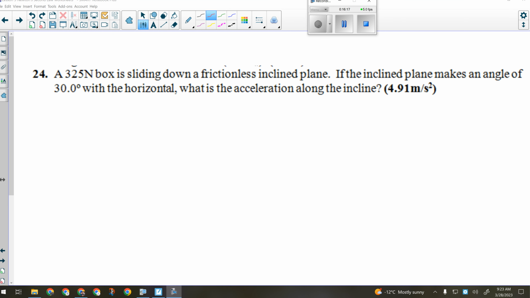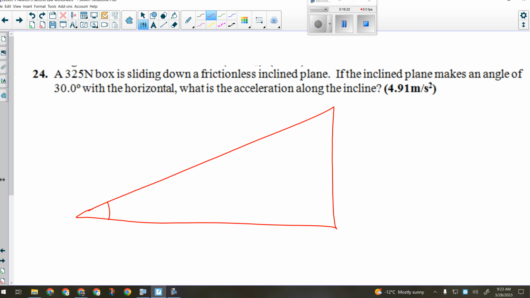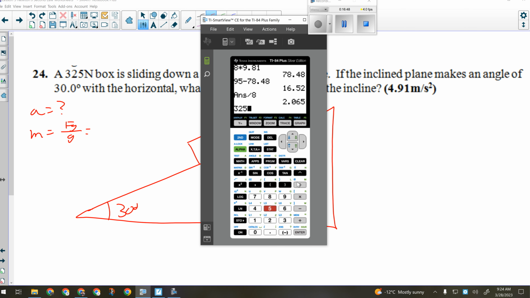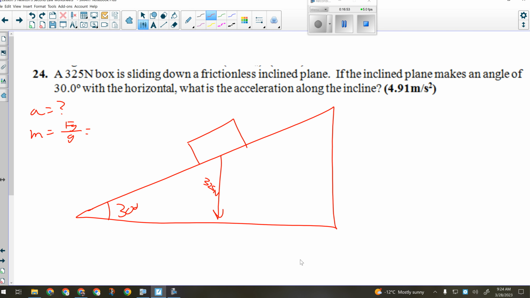The thing with 24 is we're still dealing with a frictionless incline, which is actually kind of simpler than some of the ones we've done. It's a 30-degree angle. We know the weight of the box is 325 newtons. Because we're calculating acceleration in this one, that's what they want the final answer to be, we do need to calculate the mass. So we're going to have to go Fg over g, 325 divided by 9.81. So we get 33.13 kilograms, which I could write there.